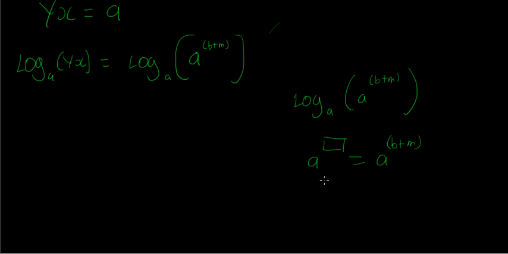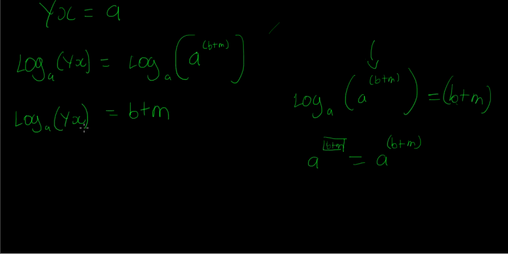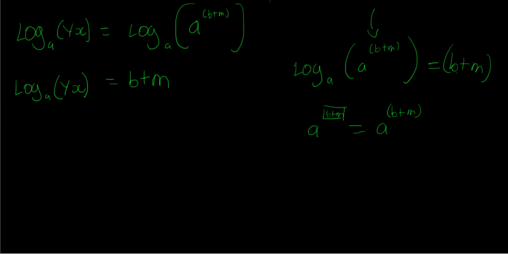Well, that's just b plus m. So instead of writing all of this, I can just say this is equal to b plus m, because that's the power to which I raise a to give me this value. And we agree with that. So this is basically b plus m, which is log to the base a of yx. This is a more intuitive way, though it's harder to understand. It can sometimes be a little tricky to understand at first.